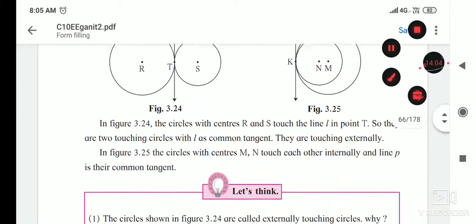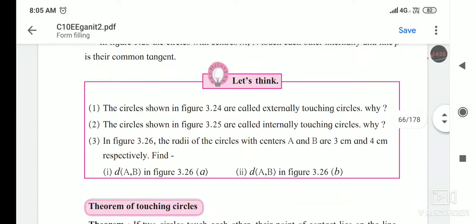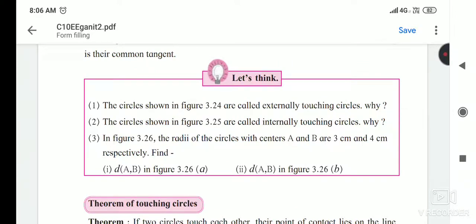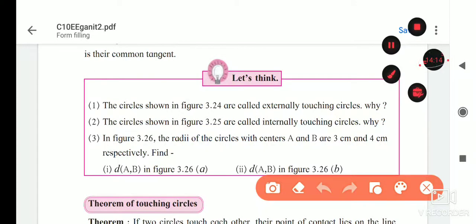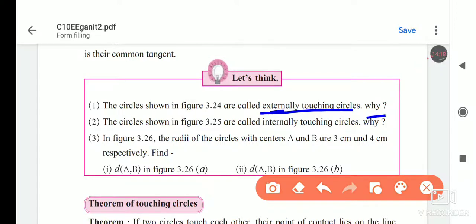Okay, now we will see the next one. The circles shown in figure 3.24 are called externally touching circles. Why? Because they are touching externally to each other. And the circles in 3.25 are internally touching, because they touch internally to each other. Now what are they asking you? In figure 3.26, the radii of the circles with centers A and B are 3 and 4 centimeters.